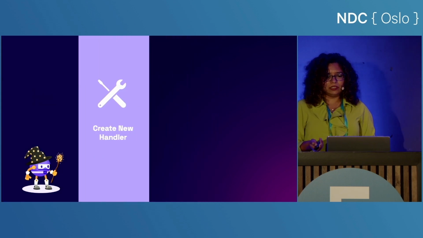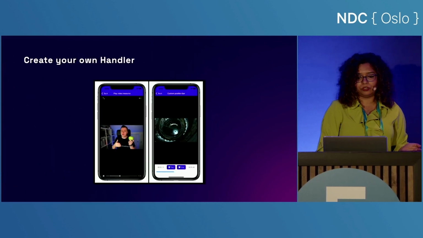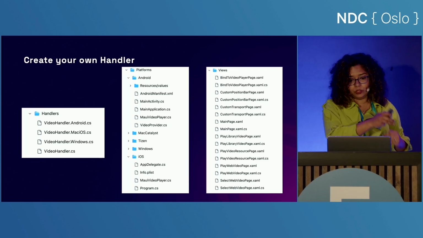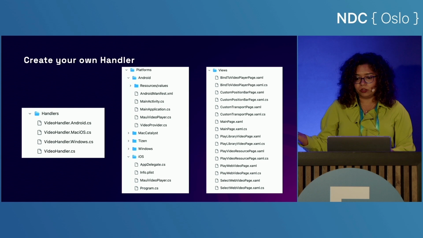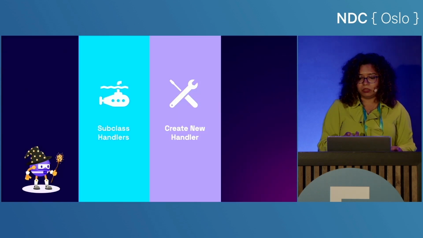The last one is the closest it gets to making a custom renderer back from the Xamarin days, which is you create your whole control. This involves creating the whole view from scratch, setting up all your code together. So again, the option is available, but you don't need to use it right now.